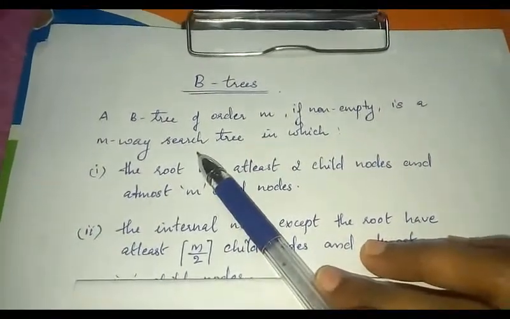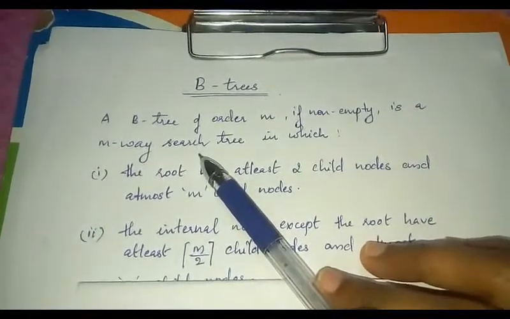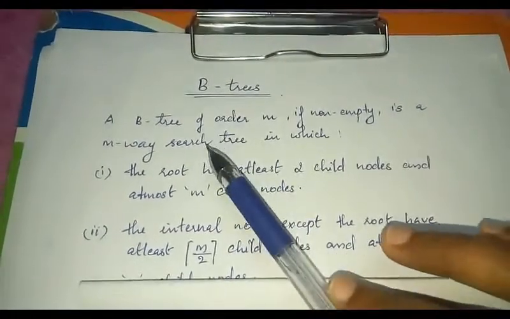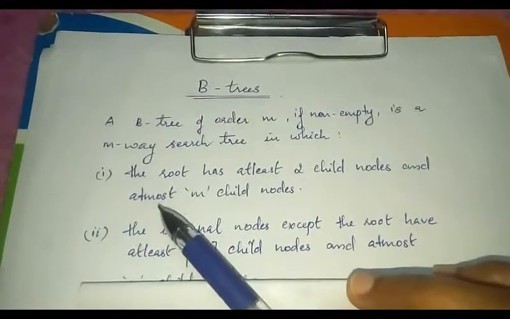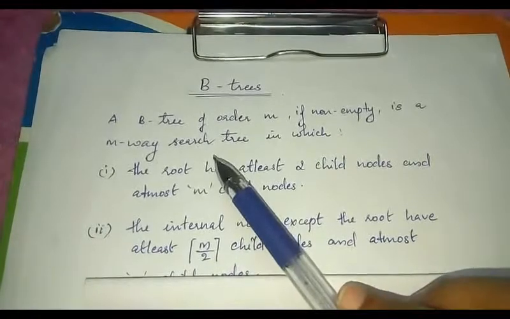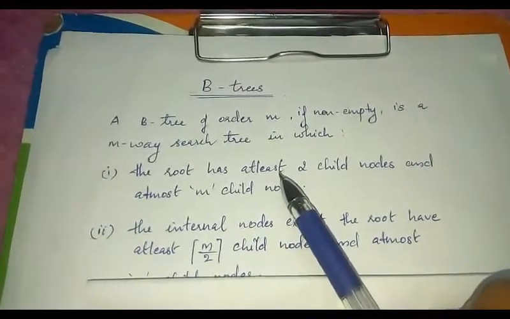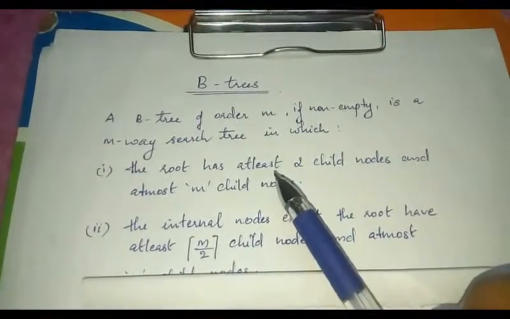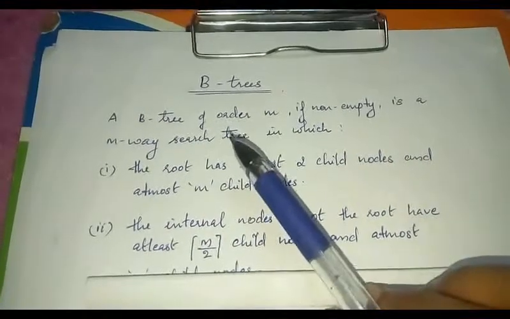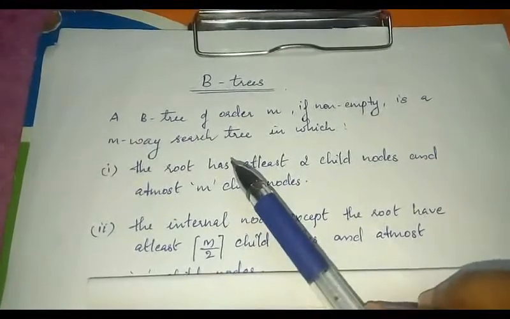Binary search trees are trees in which, when we take a parent node, the nodes to the left of the parent node will have a value which is less than the parent node, and the nodes to the right of the parent node will have a value which is greater than the parent node. That is the concept of a binary search tree. So M-way search trees are extensions of binary search trees. That means it also satisfies this criteria.